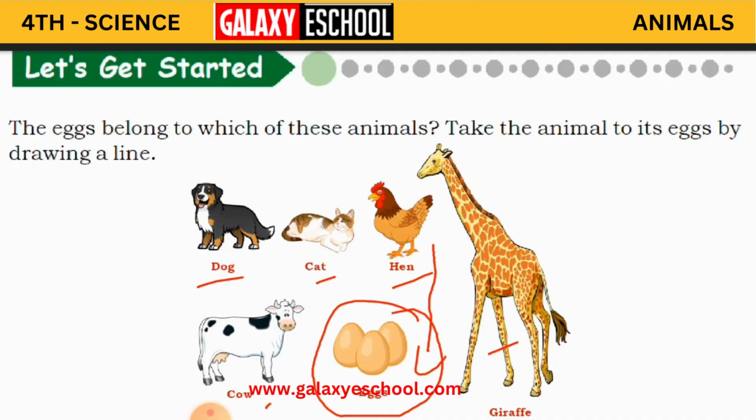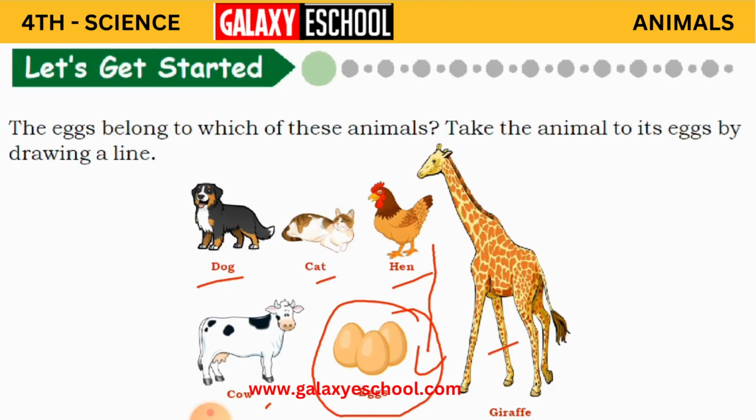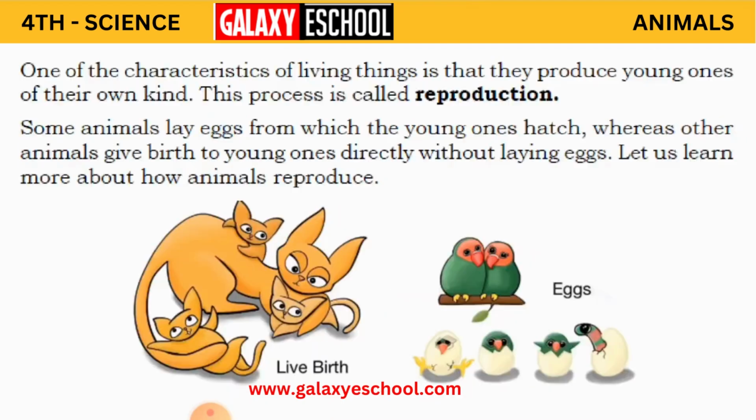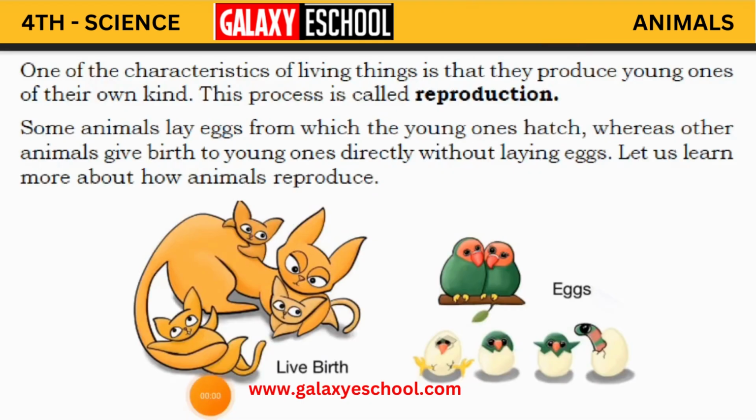So, by laying eggs, the hen is giving birth to the baby chicks. That is the reproduction. Whereas the other animals in this picture, they give birth to the babies. Clear, children? Now, one of the characteristics of living things is that they produce young ones of their own kind.